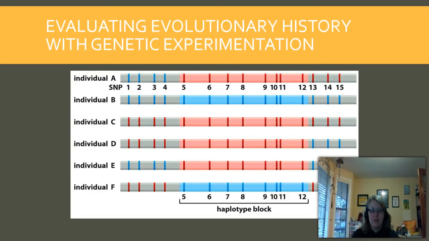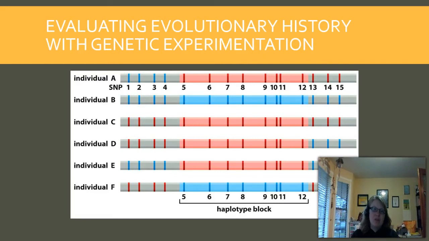You can see an example here with individual B and individual F. They have a similar haplotype block compared to C, D, E, and A. And so this can help us trace ancestral histories and migrations and help us see how the human population has evolved and moved around, because these haplotype blocks will constantly be changed through crossing over and other items like that.